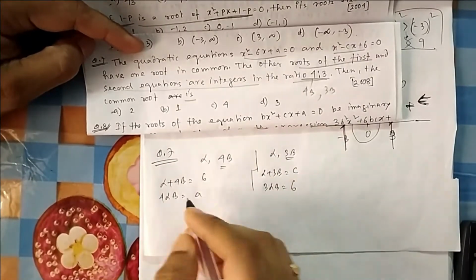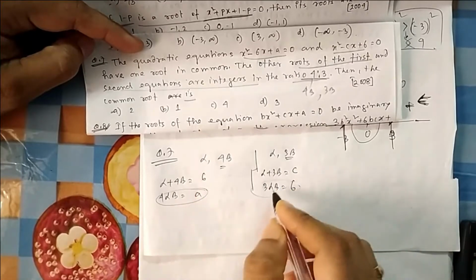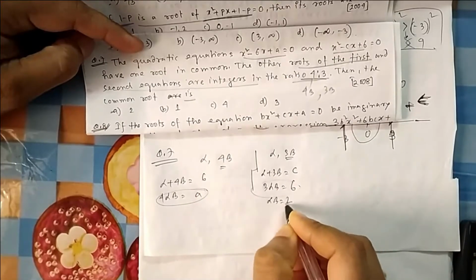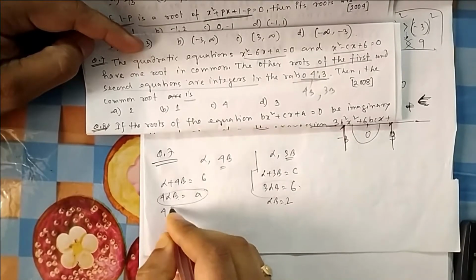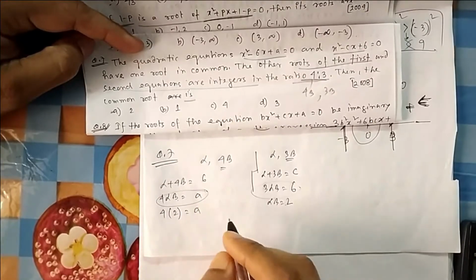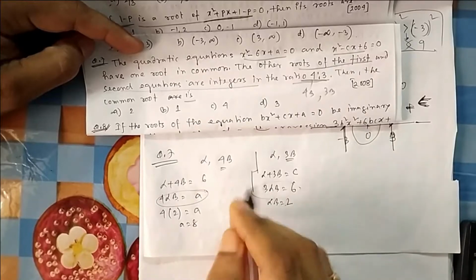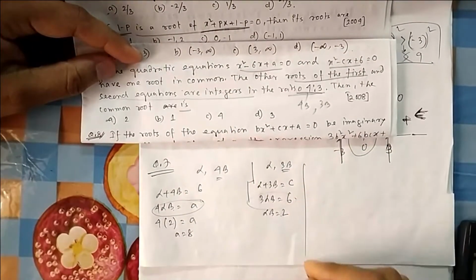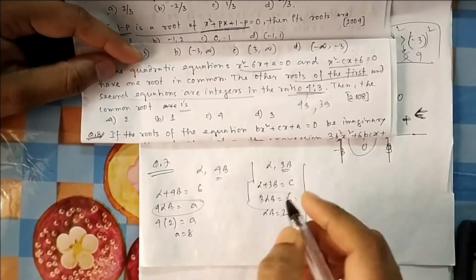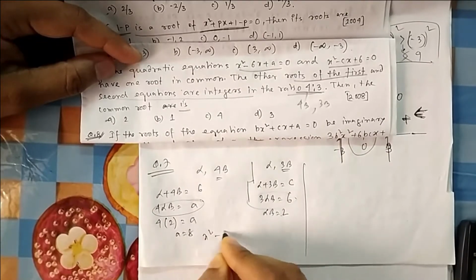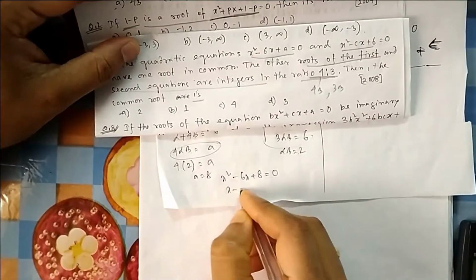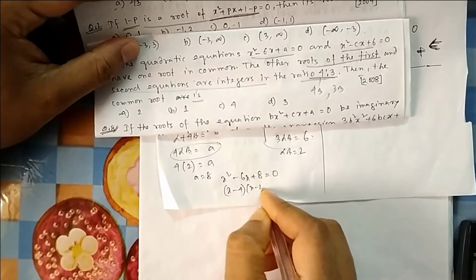Now from here, alpha beta is directly 2. If I place alpha beta here, I will get a directly, so a will be 8. That means a is equal to 8. Once you have 8, that means you have this equation. What is this equation now? This equation is now x square minus 6x plus 8 equal to 0. If you solve it, it is (x minus 4)(x minus 2) equal to 0.